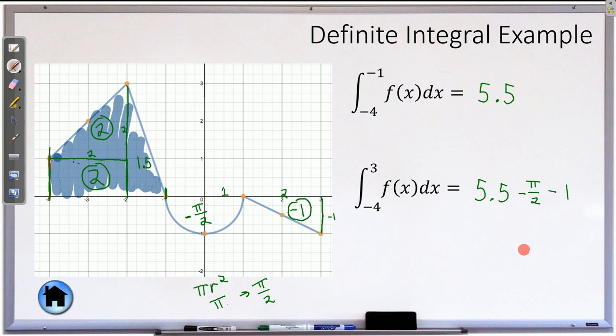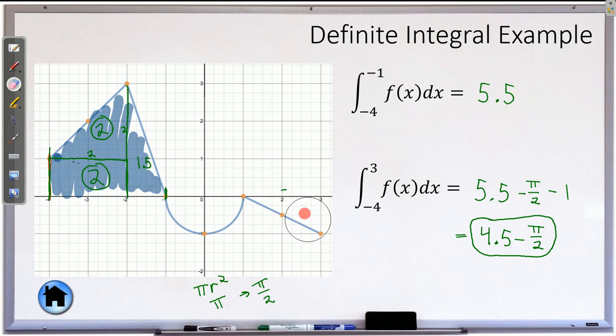minus 1. And just to keep our numbers nice, I won't make that decimal. So 5.5 minus the 1 is 4.5 minus pi over 2. If you really want a decimal, you can subtract those on your calculator. But the concept is there. So a definite integral is the area underneath the curve, or between the graph and the x-axis. If it's below the x-axis, your area is technically negative.